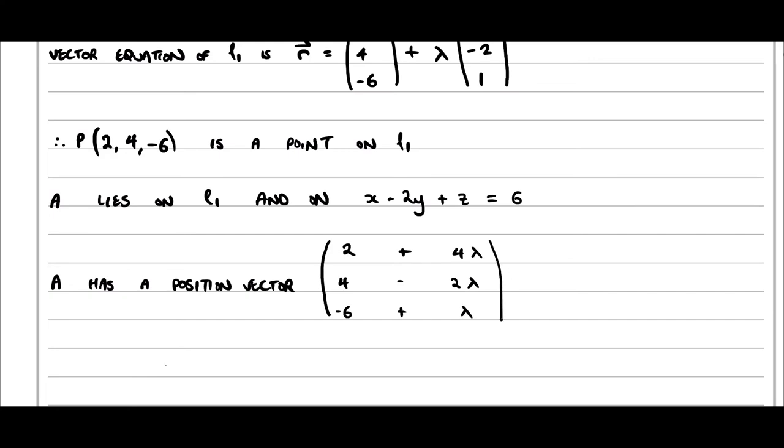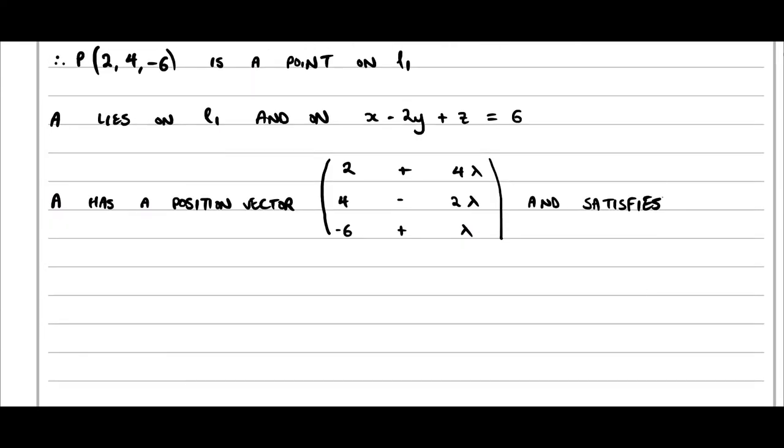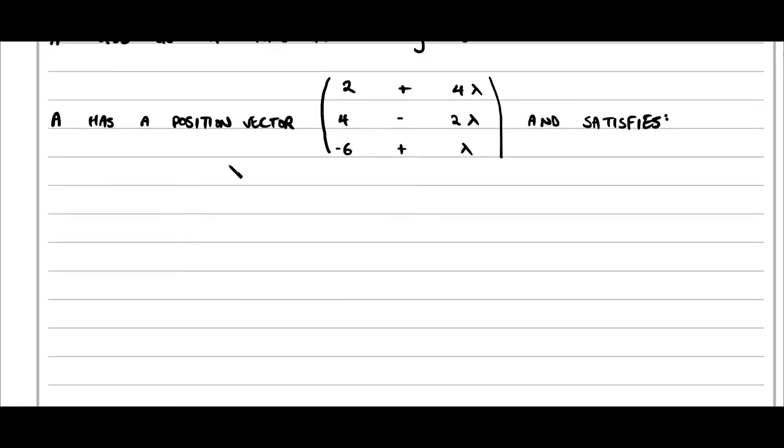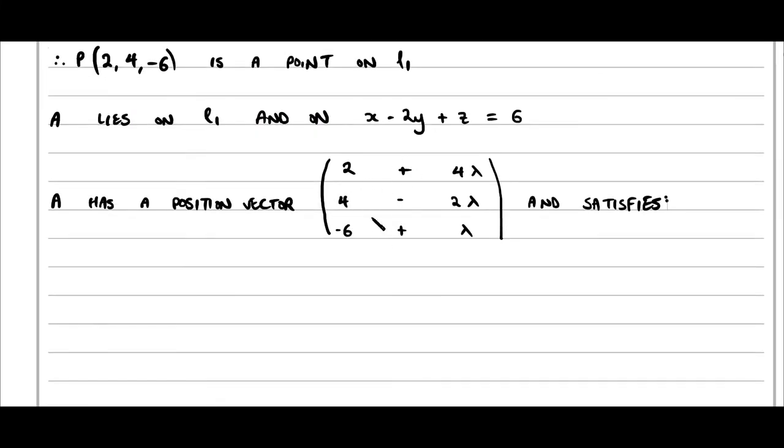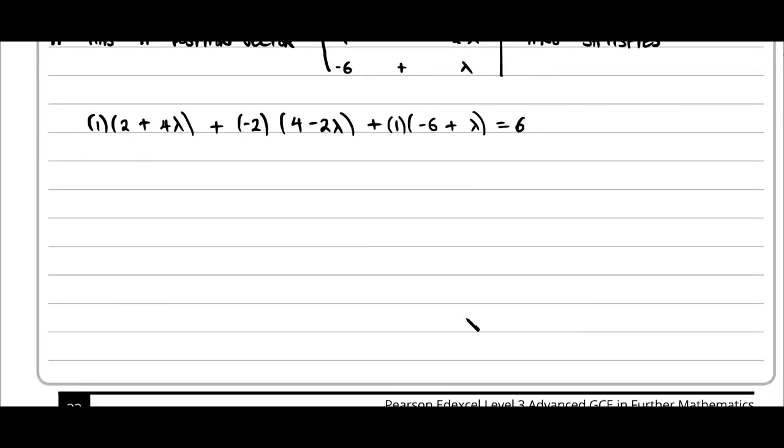Okay? And this vector over here will satisfy the following. So we're looking at the point where the plane intersects the line L. And we do that by taking the dot product of the coefficients of the components of the plane with the position vector of A, and we set that equal to 6. So we have over here 1 lots of (2 + 4μ), then we have -2 lots of (4 - 2μ), plus 1 lots of (-6 + μ). And all this is equal to 6. With this, we can find out the value of lambda and find out the coordinates of A.